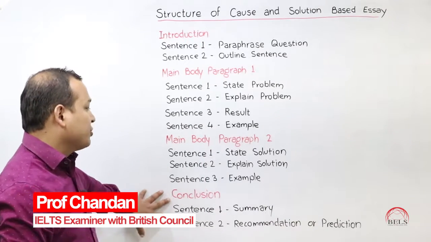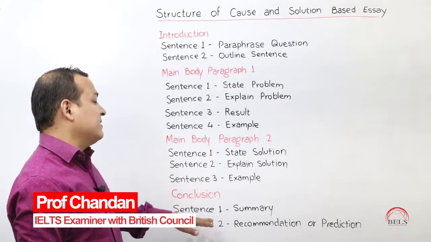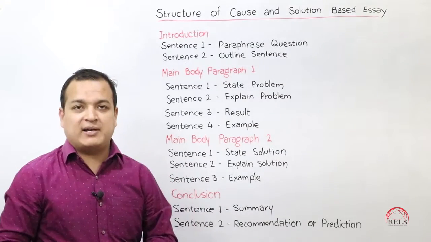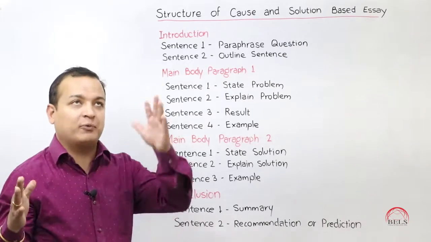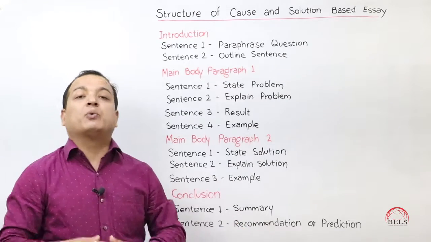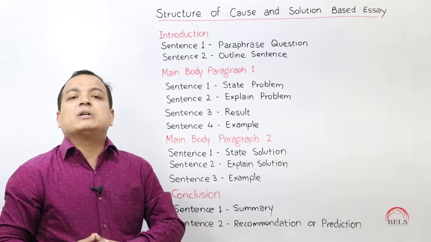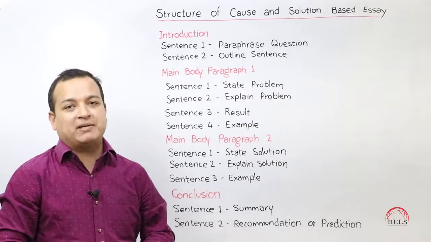Now finally, the conclusion part. In the conclusion part, you can use 2 sentences. The first sentence is the overall summary, to recapitulate whatever you have written. And in sentence 2, you will give the recommendation or prediction, what will happen in that case. So this is the way we should deal with the cause and solution based essay.